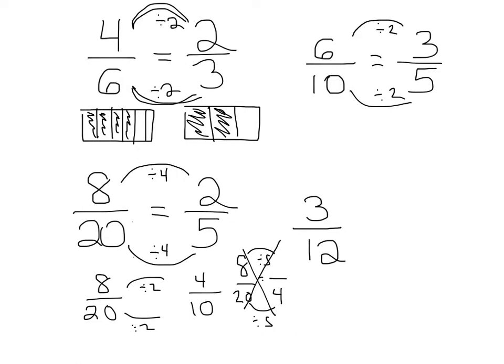Now let's look at the last one over here. I have 3/12. I want to make a fraction that's equivalent to 3/12. So I need to divide the numerator and denominator by the same number. The only number that divides evenly into 3 and 12 is 3. So 3 divided by 3 is 1, 12 divided by 3 is 4. 3/12 is equal or equivalent to 1/4. So remember, there's 2 ways to make equivalent fractions. One way is to multiply the numerator and denominator by the same number, like we did before, and another way is to divide the numerator and denominator by the same number.